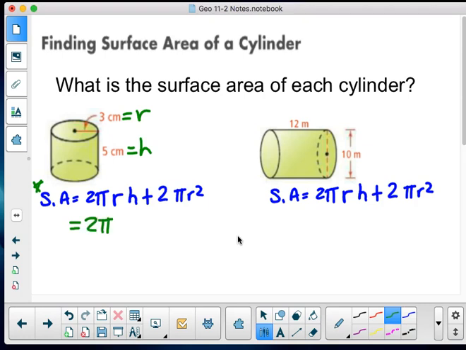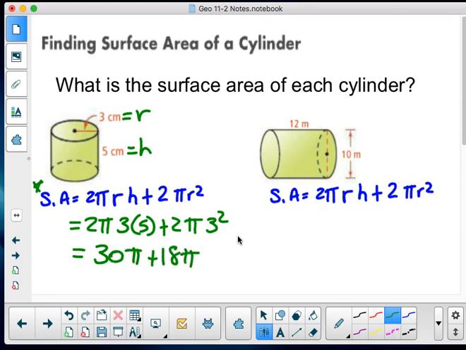I got 2 pi, r was 3, h was 5, plus 2 pi, r is 3 squared. So that's 30 pi on the left, and this is plus 18 pi. I'm doing it in terms of pi because I'm calculator free: 48 pi. But I grab my calculator now.